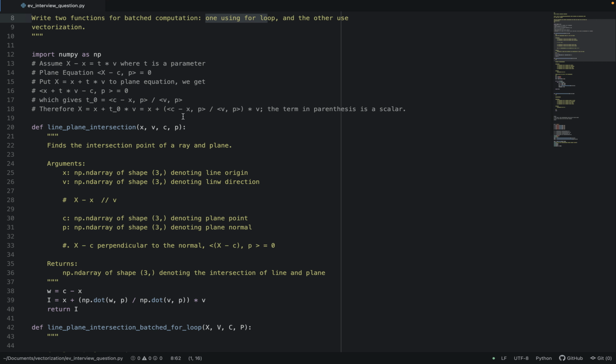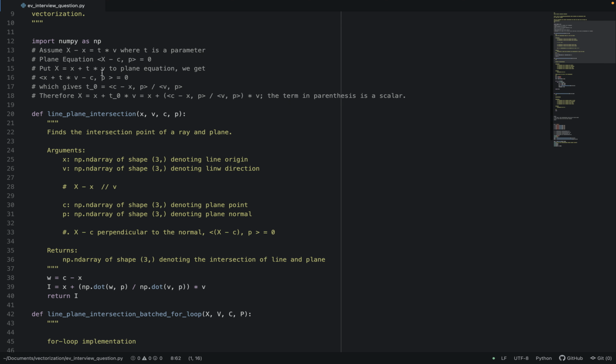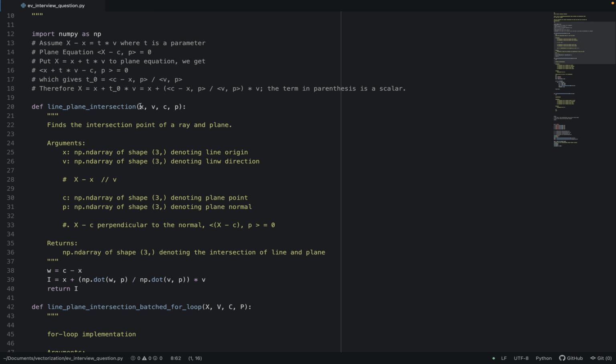So here the first function is line-plane intersection. We first imported numpy, because this interview question essentially tests how familiar the candidates are with numpy. The line-plane function accepts four arguments: x, y, c, and p. x and y determine the straight line. Here x is a three-dimensional vector, denoting a point on the line, and y is a direction.